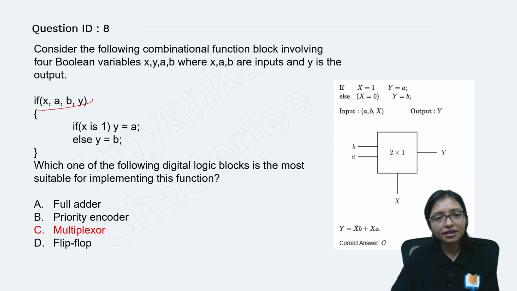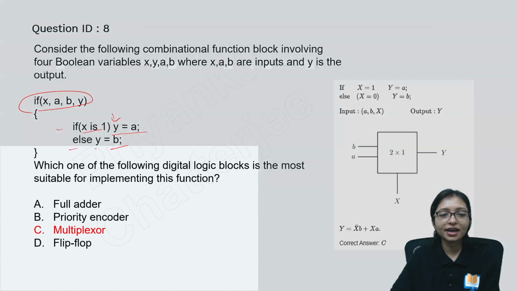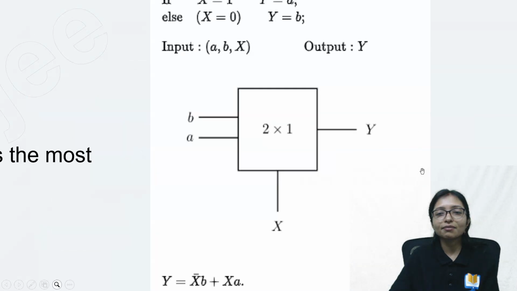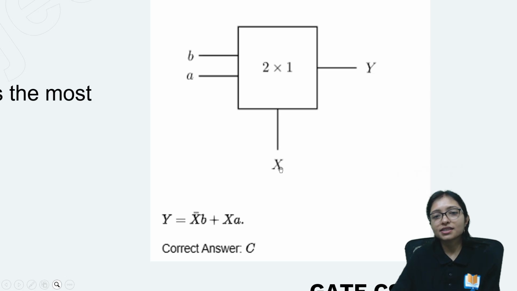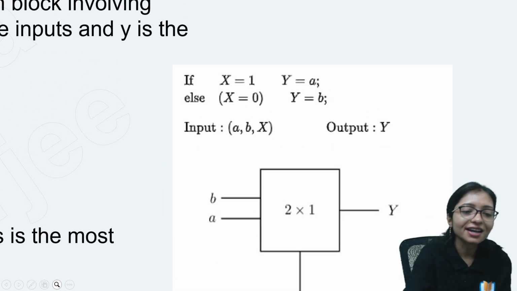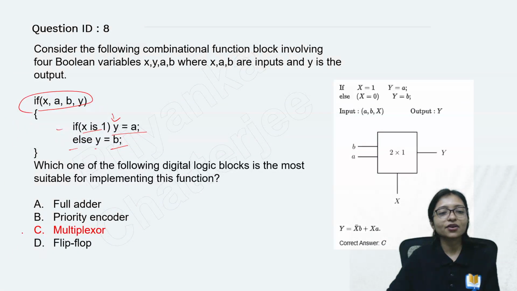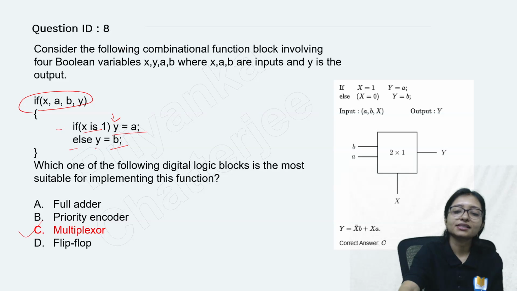If these are the variables given, if X is 1, then you are going to select Y equals A. If X is 0, then you are going to select B. This is actually happening here. It is nothing other than a multiplexer. See that. Here what is this? A 2x1 multiplexer. X is the select and Y is my output; here A and B are the inputs. When X bar, then I am going to select B. When X, then I am going to select A. So ultimately this is a multiplexer, nothing other than a multiplexer. So your answer is multiplexer.